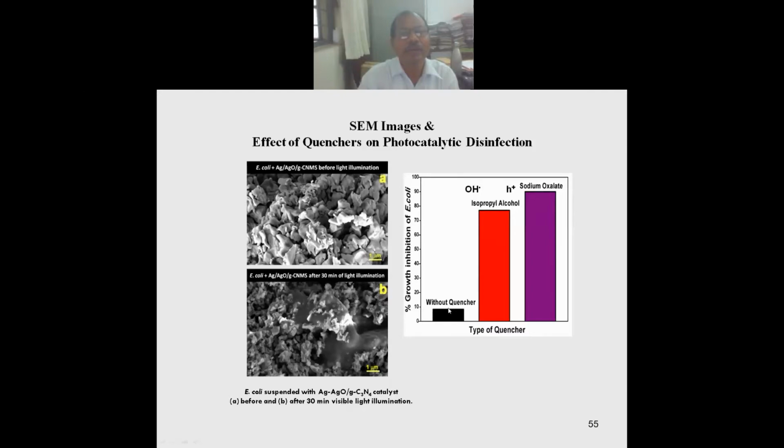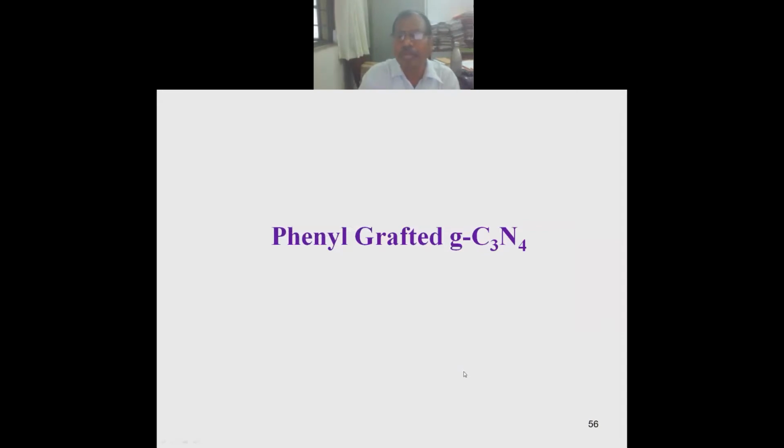This is without quenchers, and by addition of sodium oxalate, which suppresses the hole, and isopropyl alcohol, which suppresses the hydroxyl radical, this indicates that hydroxyl radical and hole are the species responsible for killing the cells, damaging the cells of E. coli bacteria.